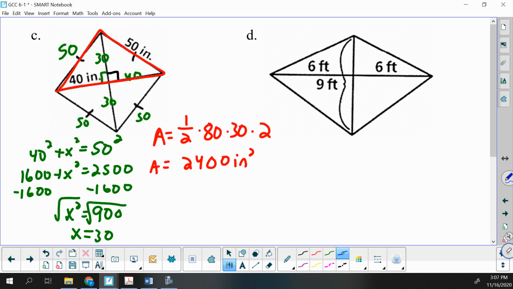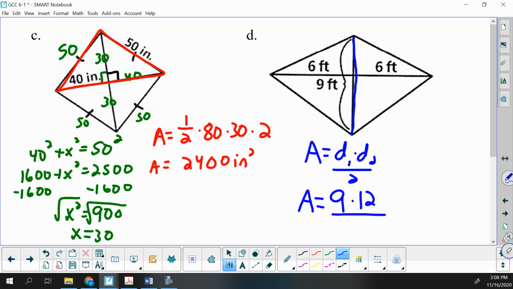Well, here's our first example of a kite. We had that a kite's area formula was just diagonal 1 times diagonal 2 over 2. And it's that entire diagonal that you have to use. So the vertical one is just 9. And I should specify a diagonal goes from a vertex to a vertex that is not next to it. The other diagonal would be those 6's put together, which is 12, and then over 2.